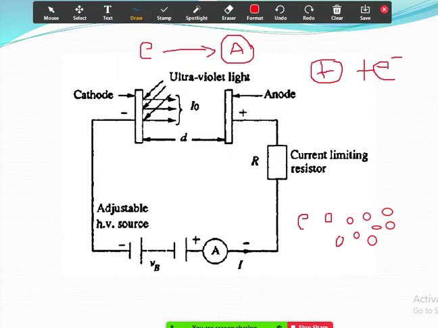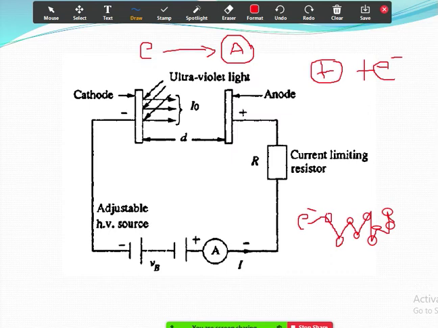This electron moves in a zigzag fashion. It won't move straight. So first it collides with this, and again it will collide with this, again with this, again with this. So this electron moves in a zigzag fashion, and this electron is accelerated.